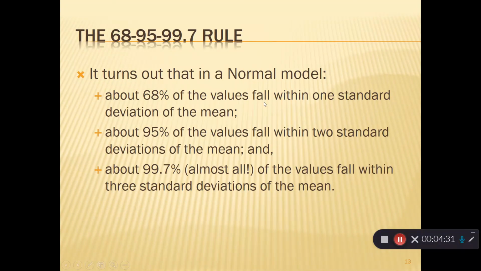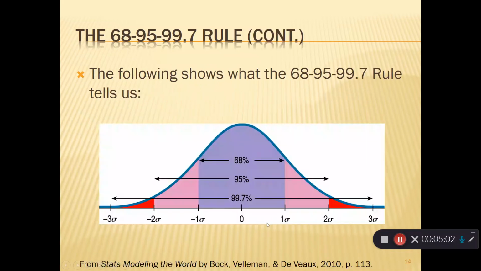When we are dealing with a distribution that is roughly unimodal and symmetric, it will follow the empirical rule, otherwise known as the 68, 95, 99.7 rule. That tells me that roughly 68% of the data lies within one standard deviation up or down from the mean, about 95% within two standard deviations, and about 99.7%, almost all values, will fall within 3 standard deviations of the mean. Here's that empirical rule written out. 68 within 1 standard deviation, 95 in 2, and 99.7 in 3.